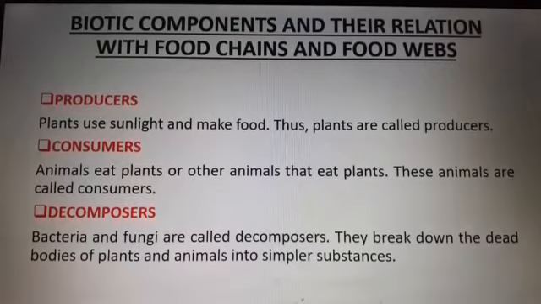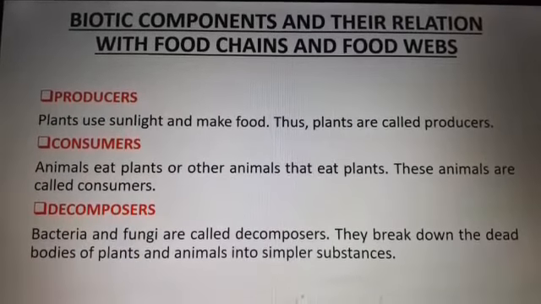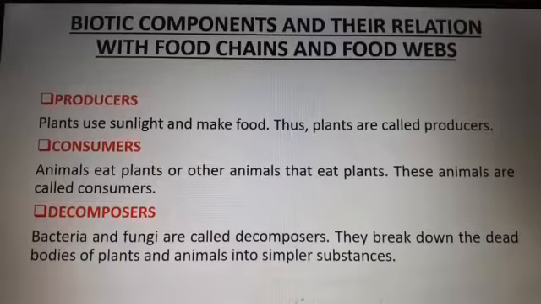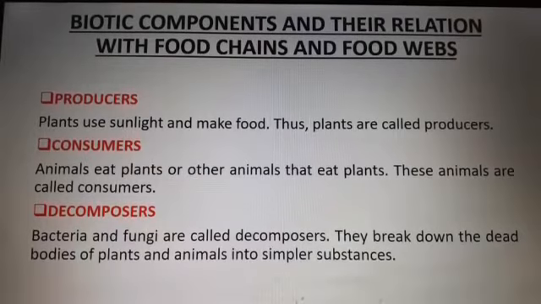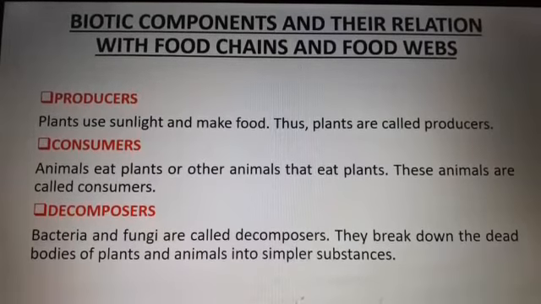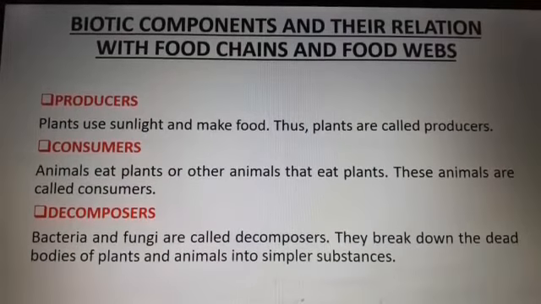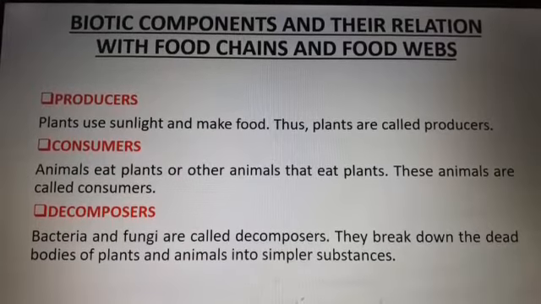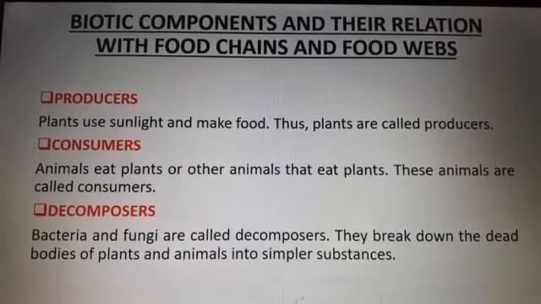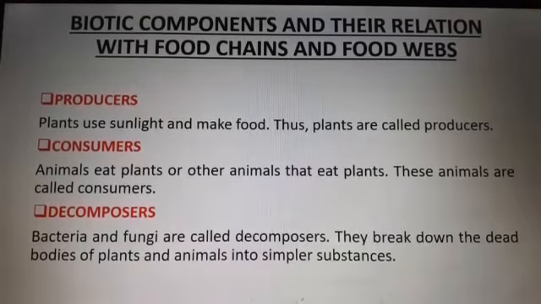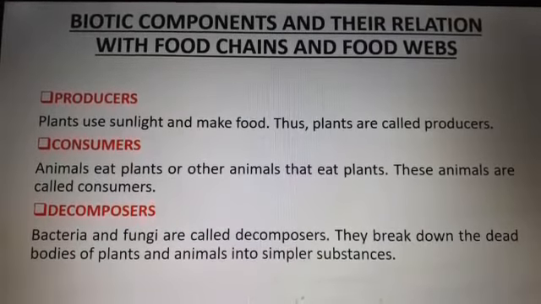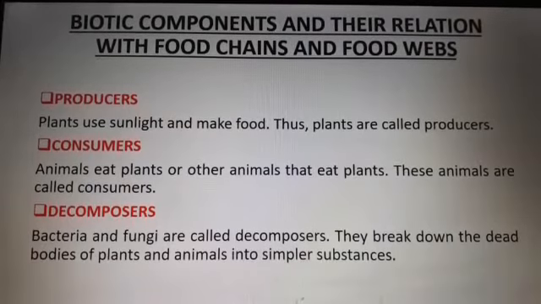Next category is of the consumers. Animals eat plants or other animals that eat plants to fulfill their needs. These animals are called the consumers. Decomposers. Bacteria and fungi are usually called decomposers because they break down the dead organic matter of plants and animals into simpler substances, and again this organic matter is utilized by the plants to prepare their food.